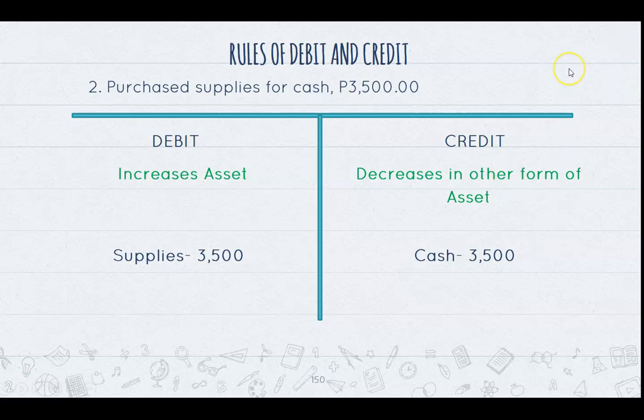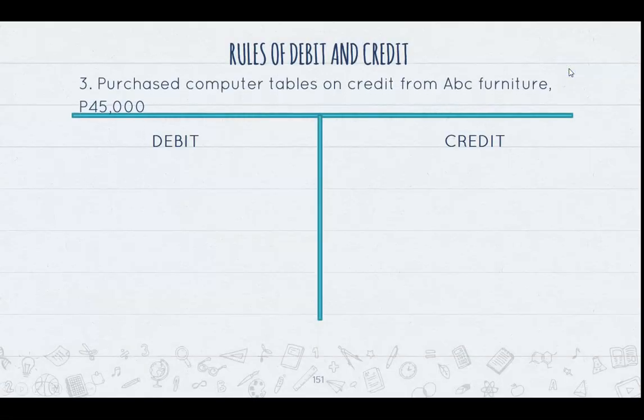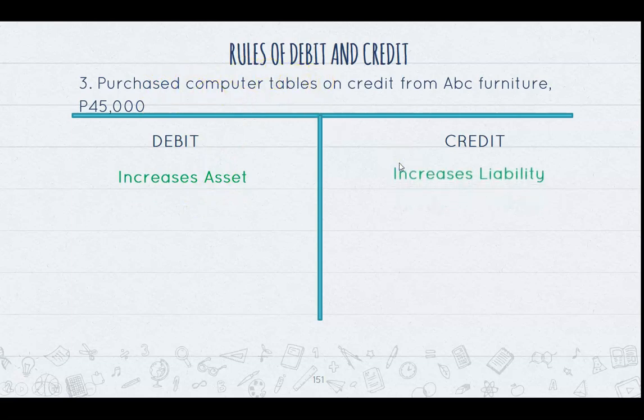Okay. Proceed na tayo sa ating transaction number 3. Purchase computer tables on credit from ABC Furniture amounting to 45,000 pesos. Okay, increases asset kasi nagkaroon tayo ng computer tables. And increases liability dahil on credit. 'Di ba? So pag on credit, increases liability.